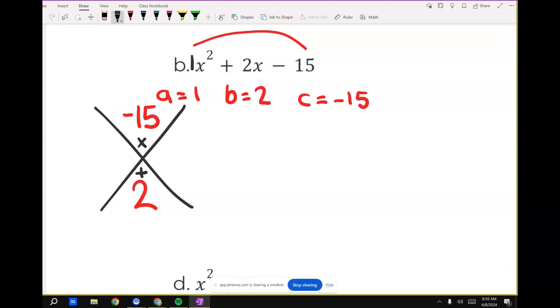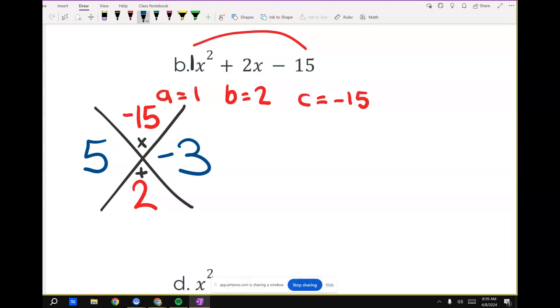So I know 1 and 15 isn't going to work, so I have to do 5 and 3. One of them has to be positive, one of them has to be negative. 5 minus 3, or 5 plus negative 3, will get me positive 2. So my only option is 5 and negative 3. These numbers multiply to a negative 15, but when I add them together, it's a positive 2.